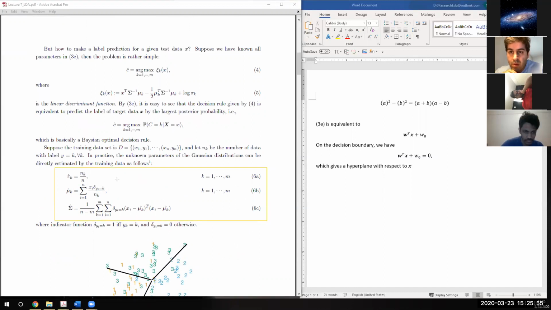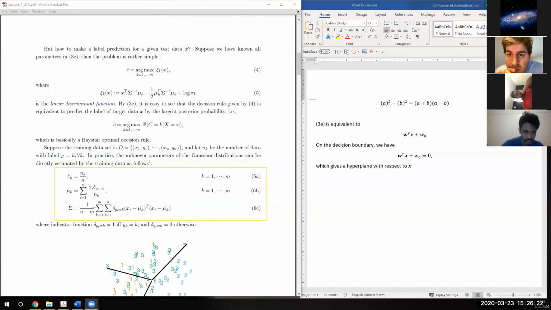We have three groups of parameters. First, the prior distribution of class k. Second, the mu_k, which is the mean vector for x when the class is equal to k. And the third is the common covariance matrix. Do you have any questions about the m here? Why is there an m?